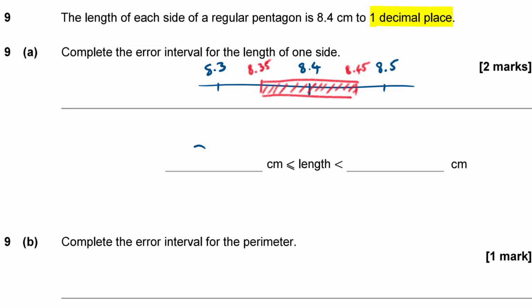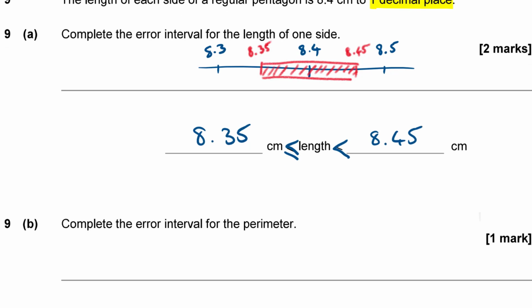Okay, so they form my two intervals, 8.35 and 8.45. You can see that this one is less than or equal to, and this one's strictly less than, which is why I can use that right hand limit.